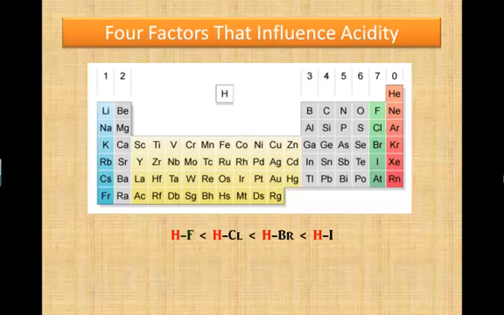And again, we see the same trend within the hydrogen halides as we move down the periodic table from HF to HCl to HBr to HI. Our acidity will increase, and our pKa values will decrease. The stronger acid has the smaller pKa.